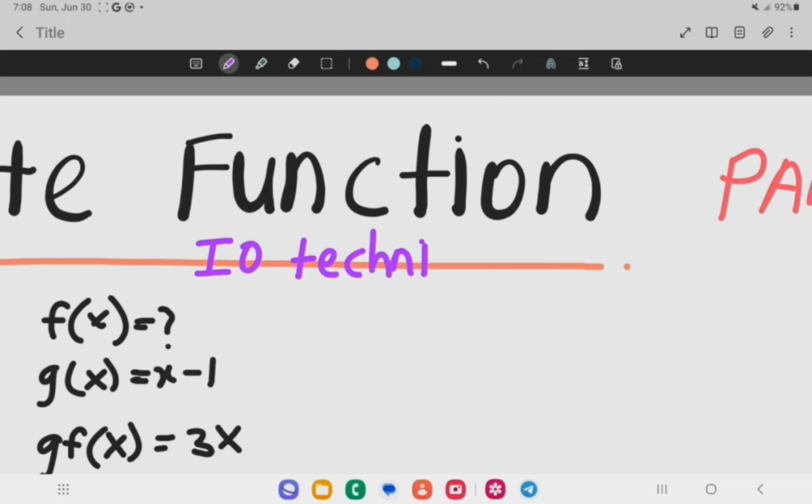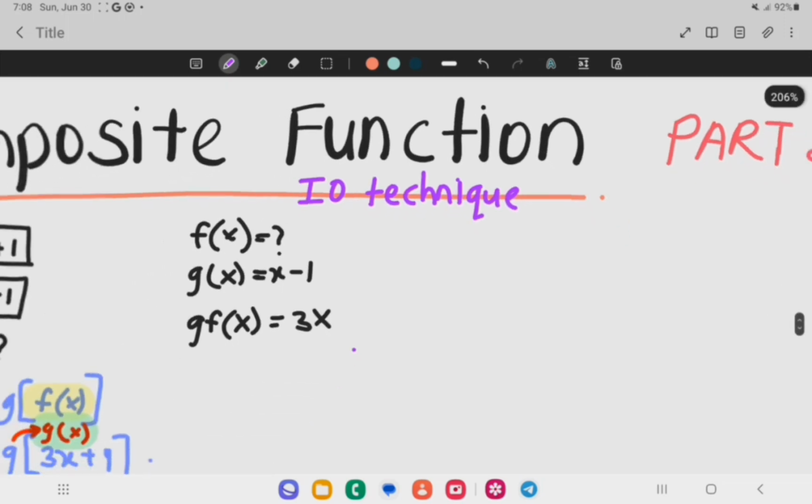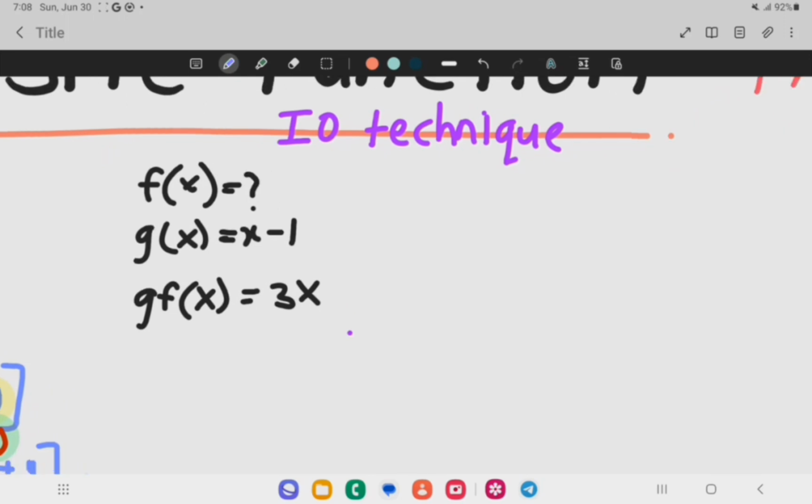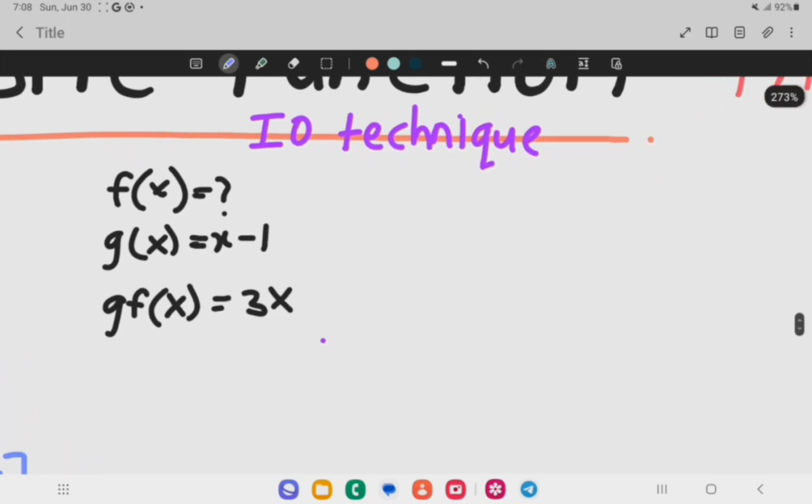Okay, IO technique. I stands for inside, O stands for outside. So, inside outside technique. As you can see here, you are required to find fx. Because we are using the IO technique, when you are required to find fx, you must see whether the fx is located inside or outside. How to identify whether it's located inside or outside?